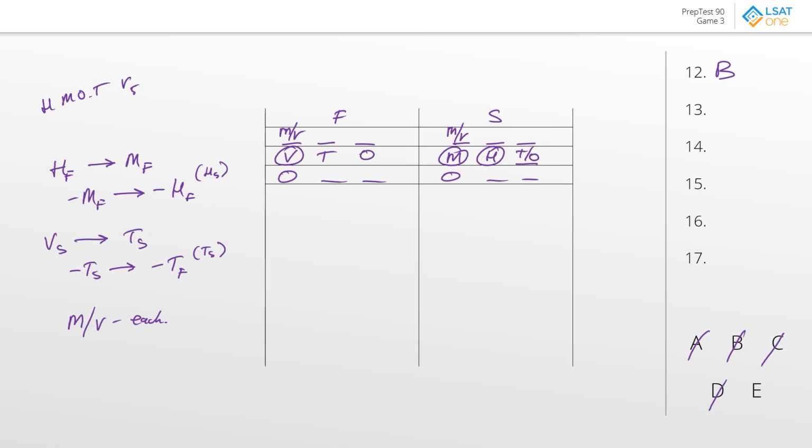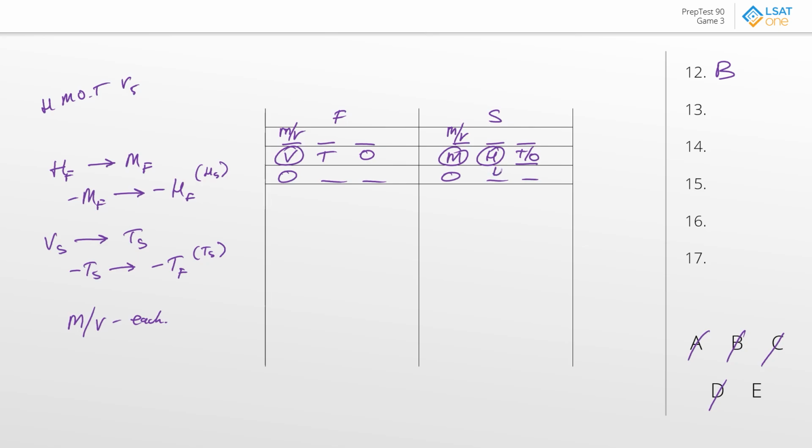Answer choice E, T and V are together. Now, that definitely could happen. But do we necessarily have to have them together? I mean, if we have H and M over here, then obviously V and T are going to be over here. That's easy enough. But what if we didn't? Let's just run the other side.